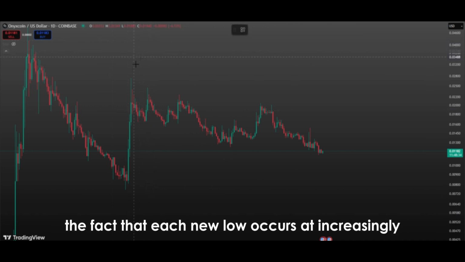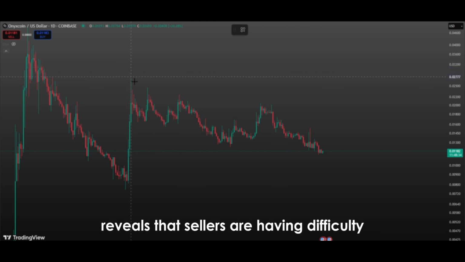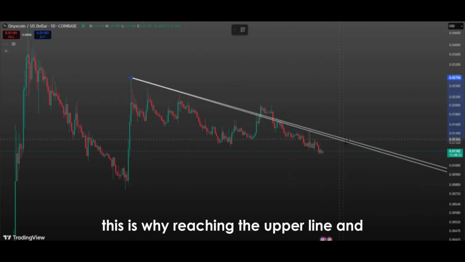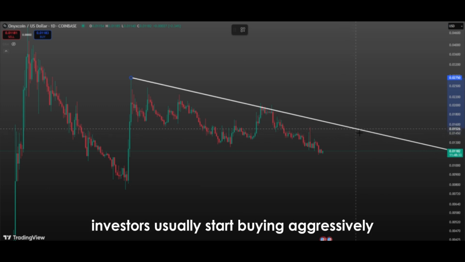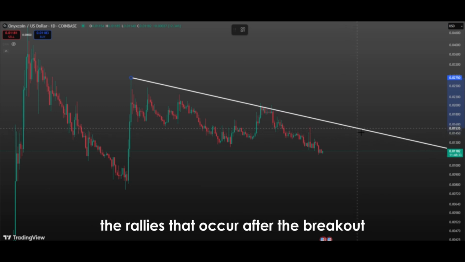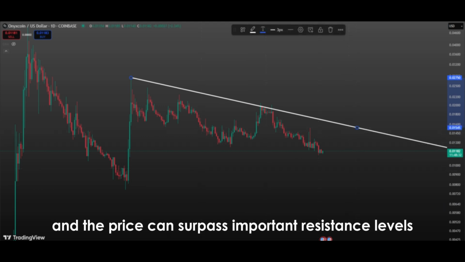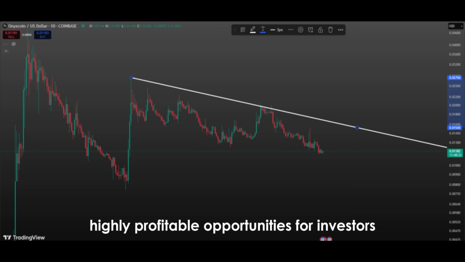Especially the fact that each new low occurs at increasingly smaller intervals reveals that sellers are having difficulty pushing the market down further. This is why reaching the upper line and breaking it is almost like a turning point. After this breakout, investors usually start buying aggressively. The rallies that occur after the breakout can sometimes be very sharp, and the price can surpass important resistance levels in a short time. This creates highly profitable opportunities for investors.